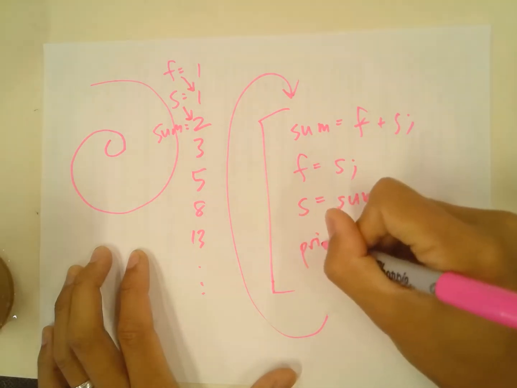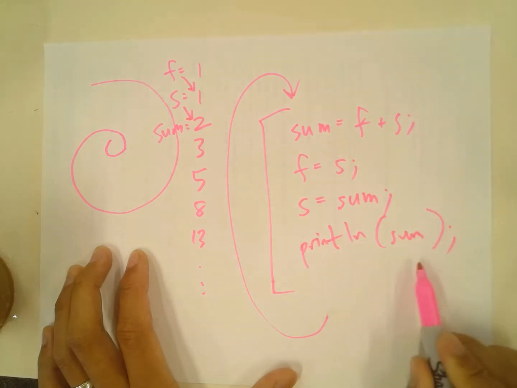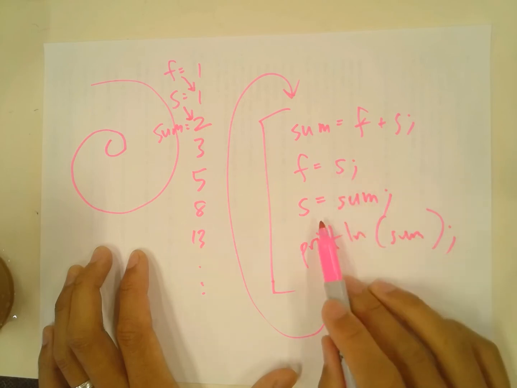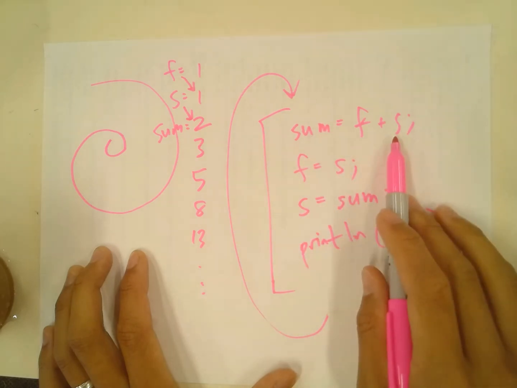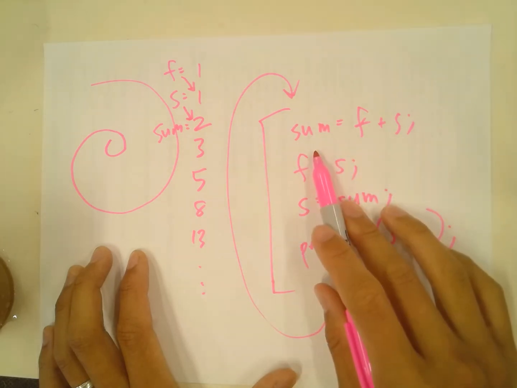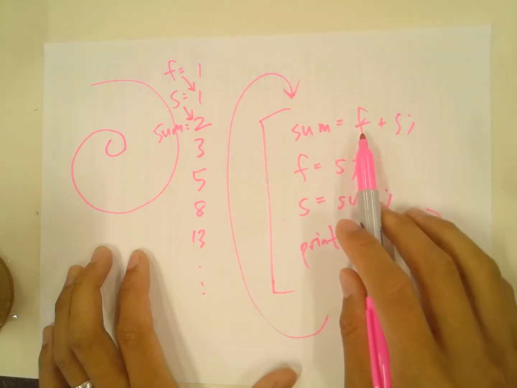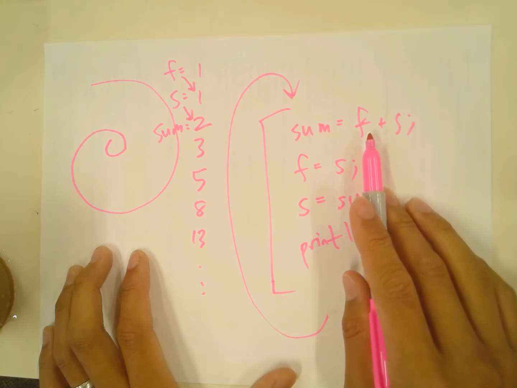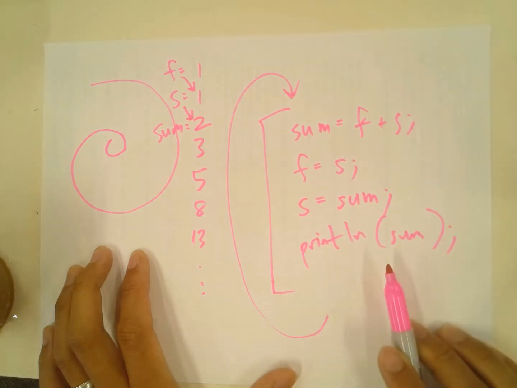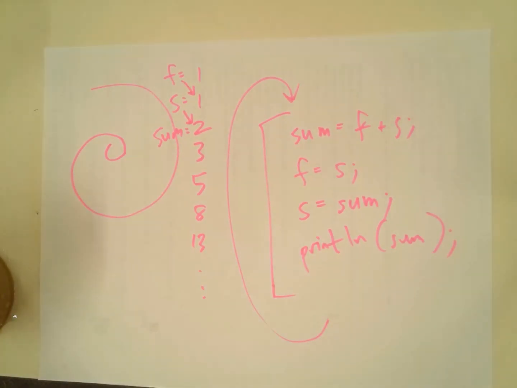Of course, we need to print line sum. So this would print the 2, f is 1, s is 2, and when we come back up, it's going to be 1 plus 2, and sum's going to be equal to 3. And then it's going to adjust f and s and print out the 3. Then it's going to add the 2 and the 3, and then adjust f and s and print out the 5, and so on. So this would solve the Fibonacci sequence problem.